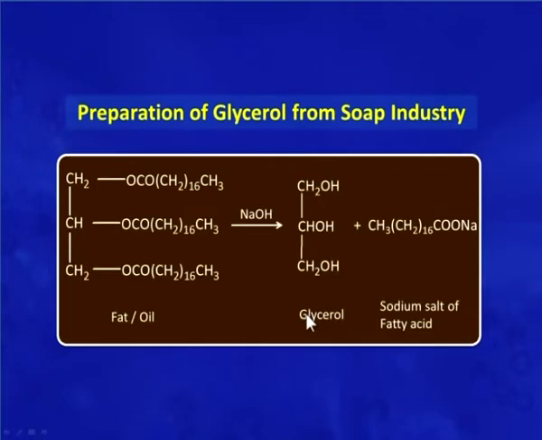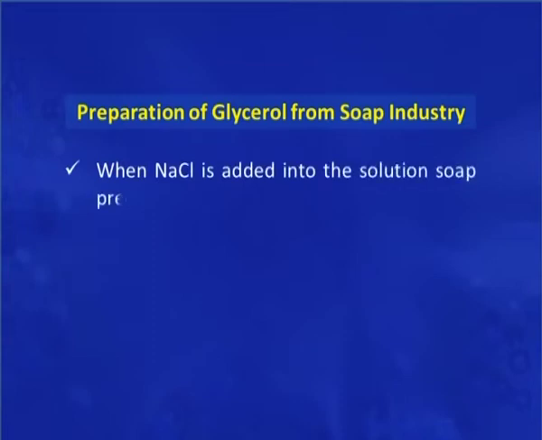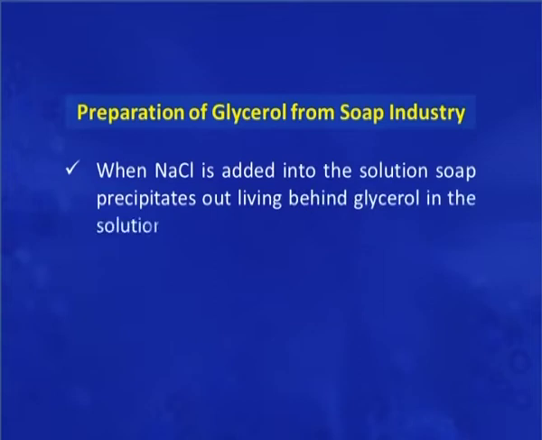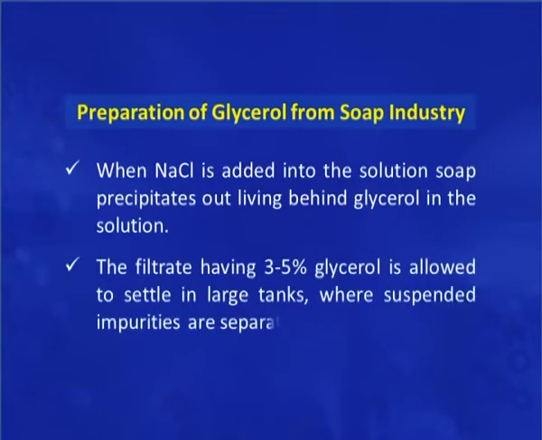When saponification is done on oils and fats, soap is formed in the form of the sodium salt of long chain fatty acids, and glycerol is also formed. Now, when sodium chloride is added into this solution, soap precipitates out, leaving behind glycerol in the solution. This filtrate is allowed to settle for some time, so that the 3 to 5% glycerol is filtered out from this solution.